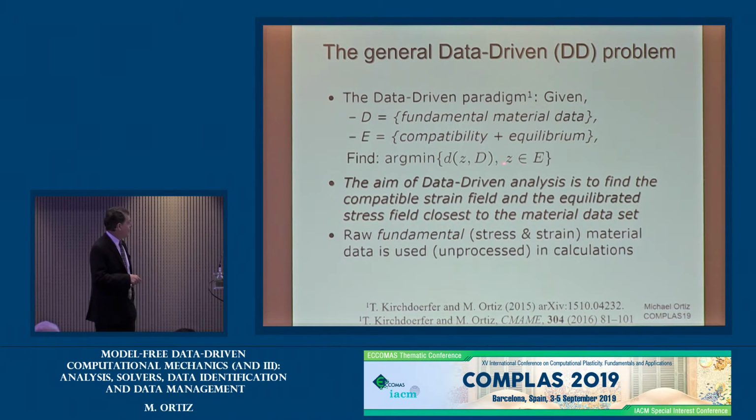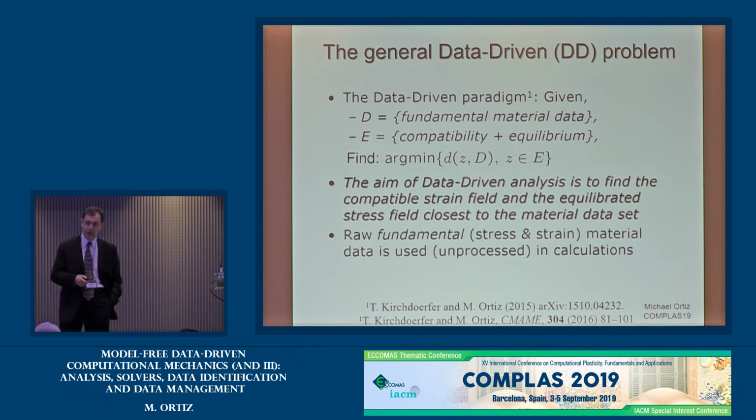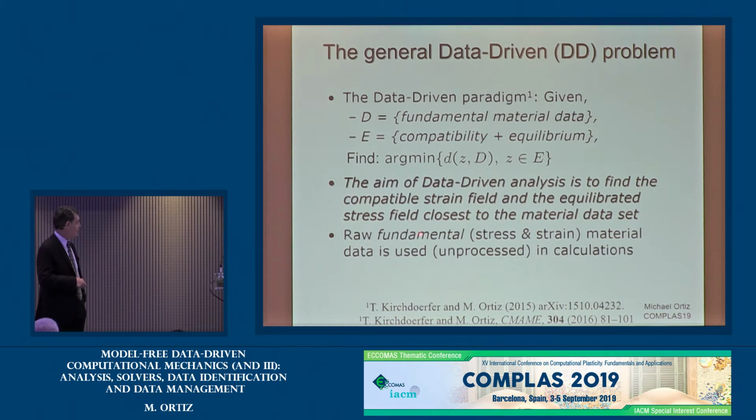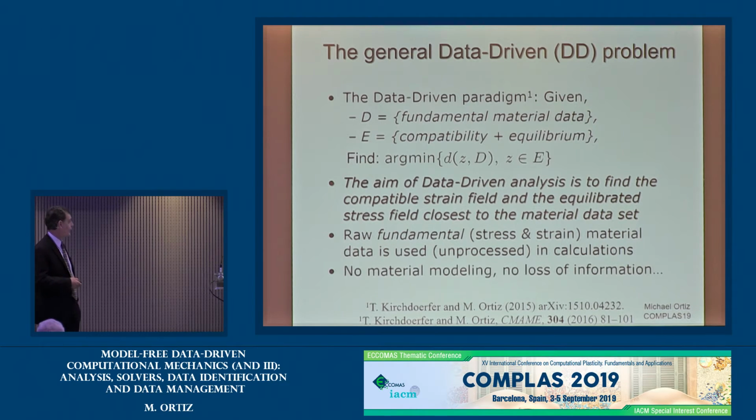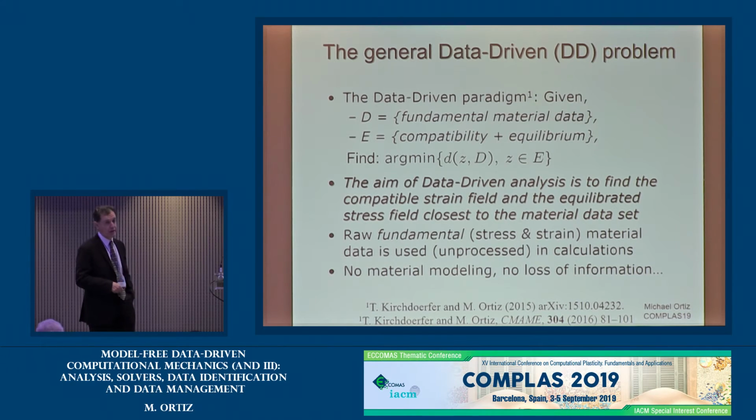And then there are a number of differences with traditional data methods. So here, of course, we emphasize fundamental data in phase space, so stress and strain in the case of mechanics, okay, and the fact that the data is used directly and processed in the calculations. So therefore, there is no material modeling and no loss of information with respect to the data set.